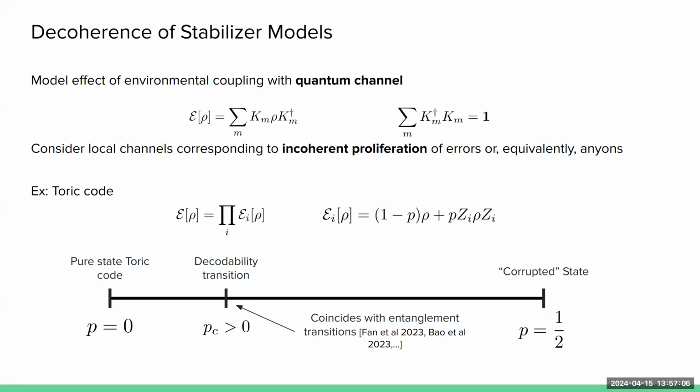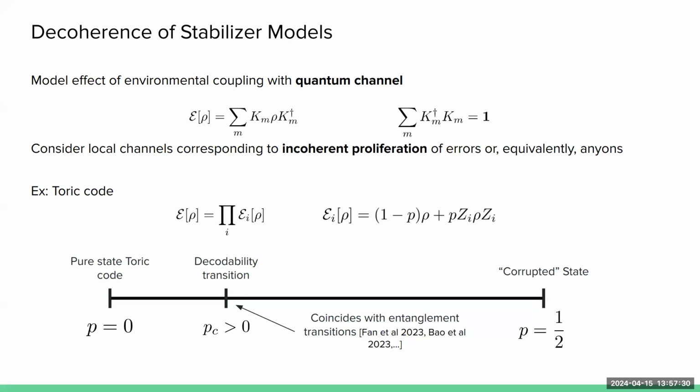But the question then is, above this transition, whether what we're getting here is completely trivial in some sense. What we're going to show for generic topological orders is that no, there's something non-trivial. In particular, we're going to focus on this fully corrected limit, which corresponds to maximal decoherence of these errors or anyon excitations, and construct fixed point models for these intrinsically mixed states.